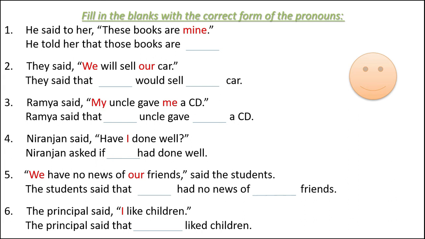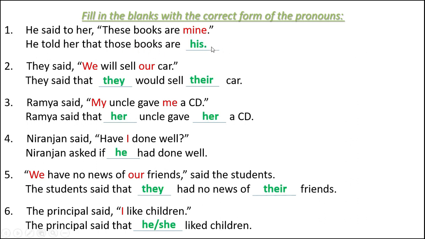Let's see. He said to her, "These books are mine." He told her that those books are his. Now check your answers. They said, "We'll sell our car." They said that they would sell their car. Now here we, first person pronoun, the subject they comes here.